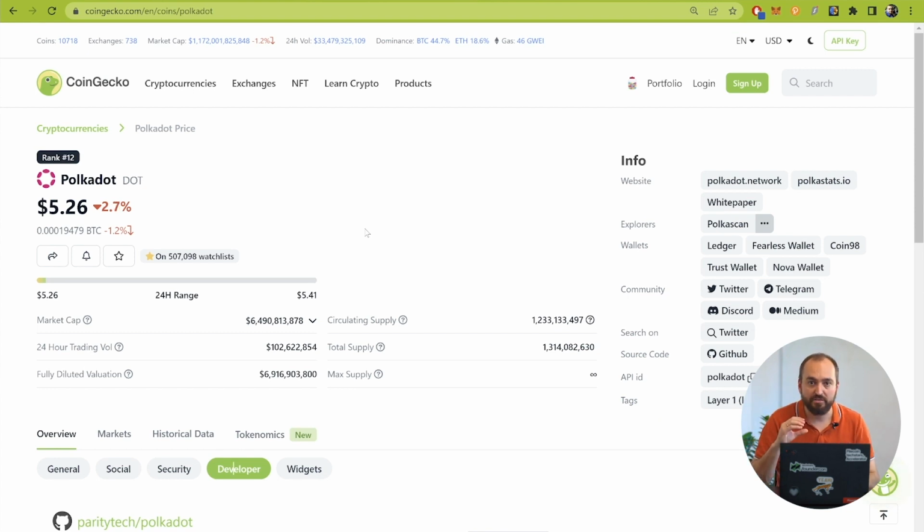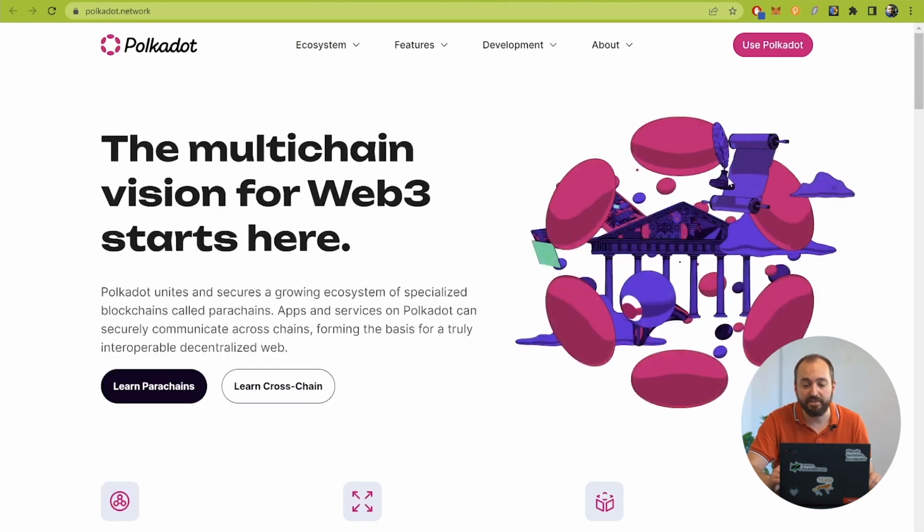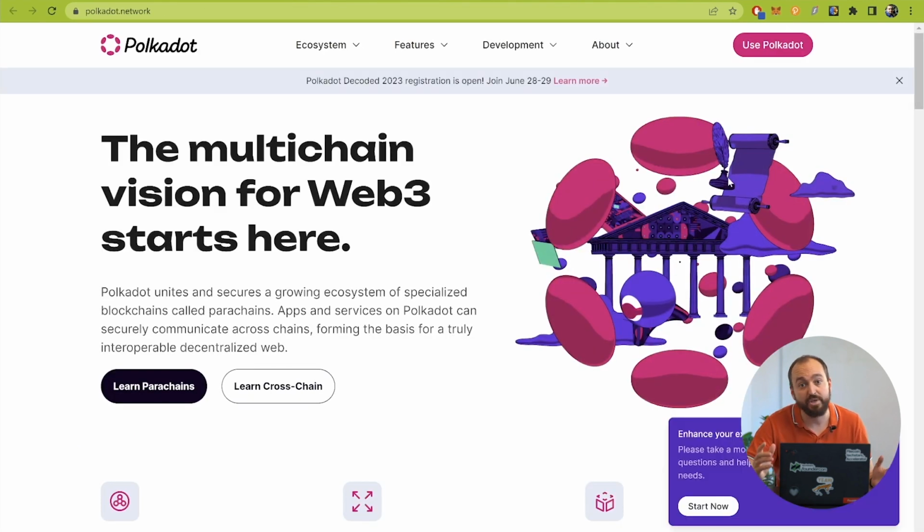When a project works well on the Kusama blockchain for quite a long time period, this project can move to the Polkadot ecosystem, because the Polkadot ecosystem has more than 10 blockchains right now, and it has strict requirements for developers for blockchains to exist inside the Polkadot ecosystem. Okay, let's jump on the Polkadot network website and we'll check what we can find here.